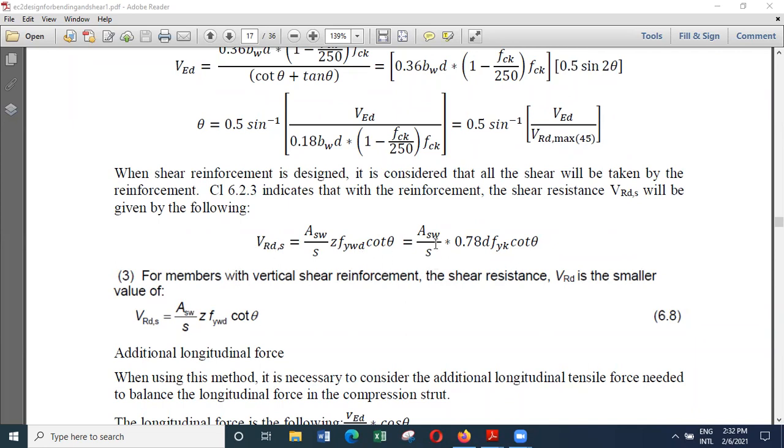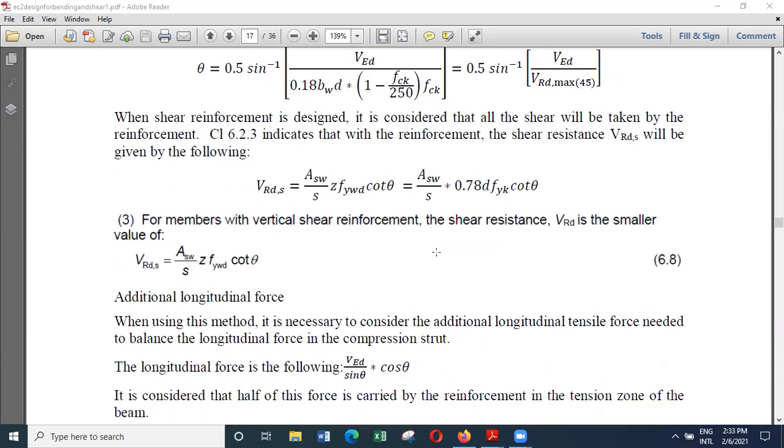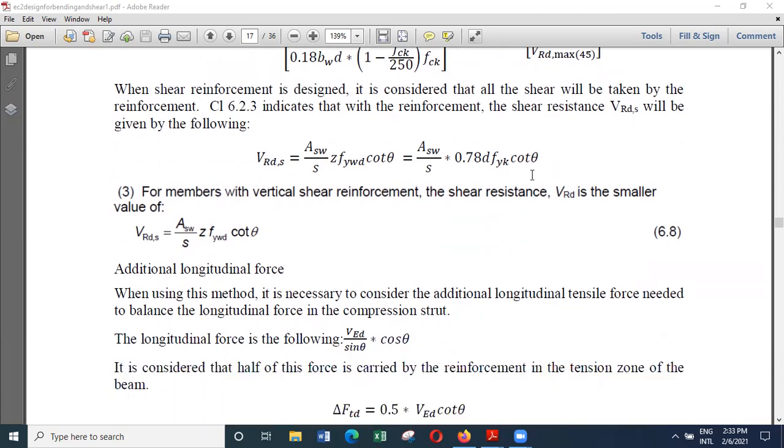And because we are considering the spacing of links, we can straight away use this equation to find the quantity of the area of steel required. Or when you decide on the area of steel, you can make use of this equation to find the spacing of the links. So this is how you find the spacing of links, and the corresponding equation is given as equation 6.8 in Eurocode.